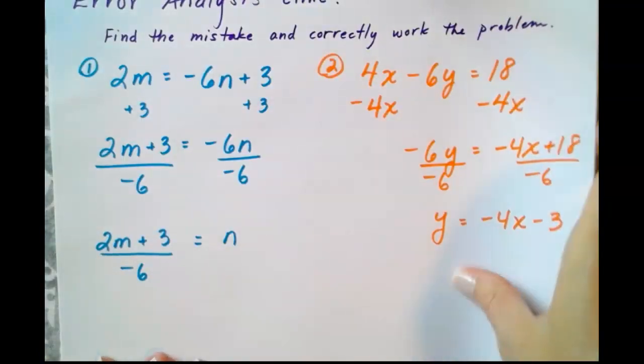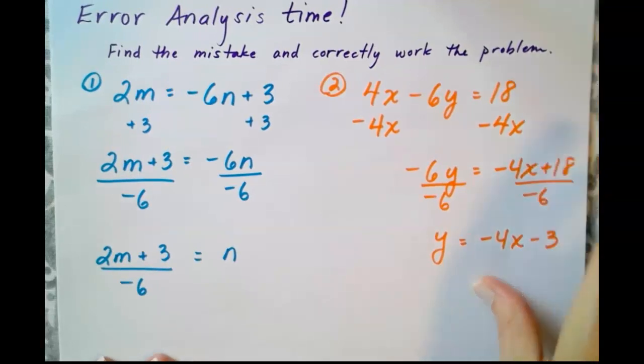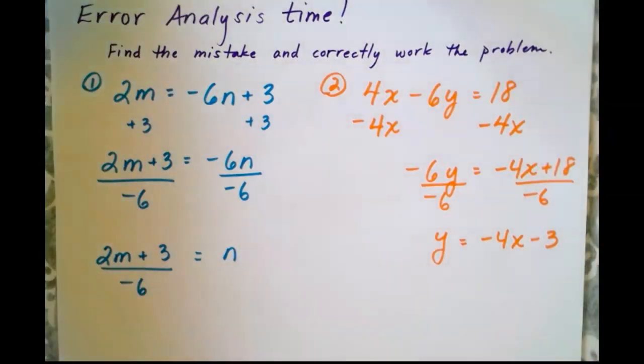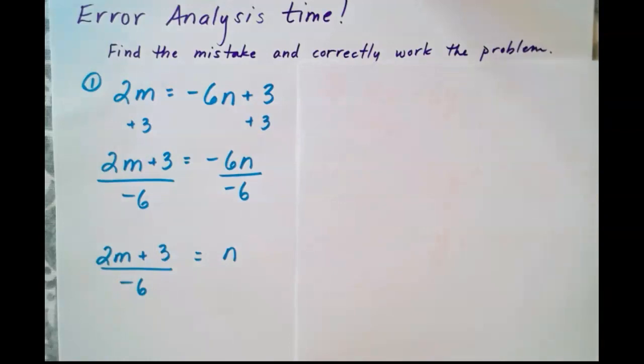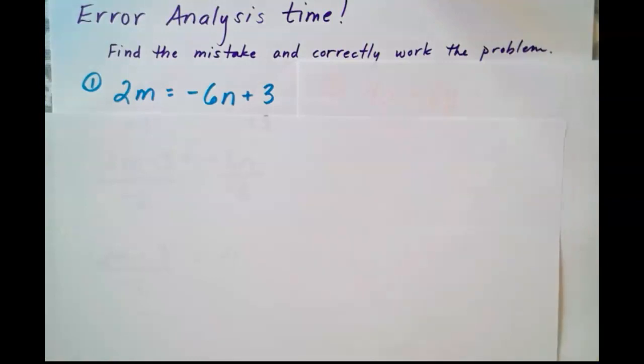Last two problems here, and we're going to do an error analysis. So basically, I'm trying to find where's the mistake. So we're going to go through number one step at a time here, and we're going to find where the mistake is. So hopefully, maybe you've already caught it. So let's see. There's what's given. We're given 2m equals negative 6n plus 3.